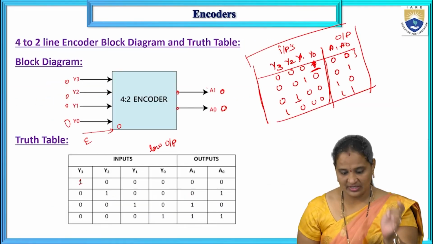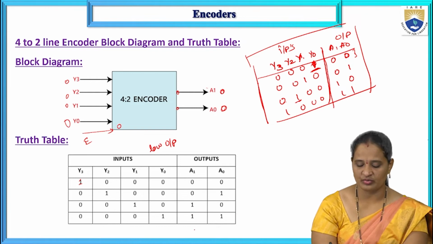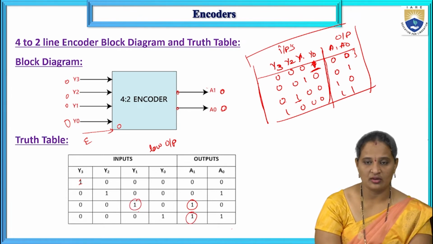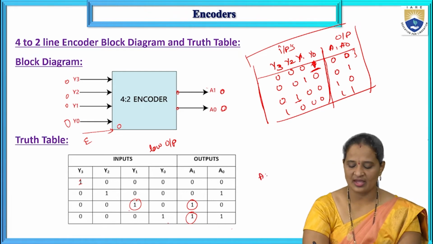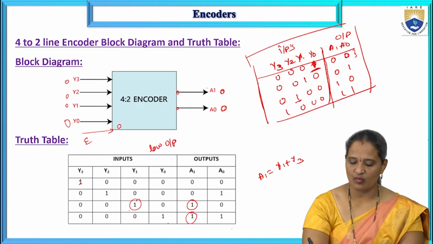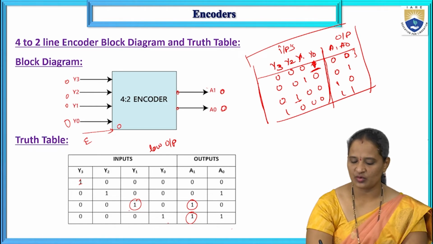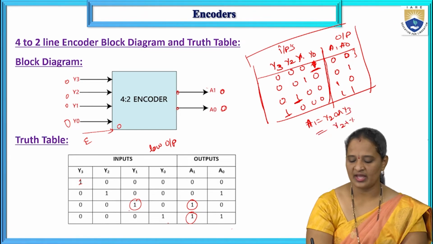Now, based on the truth table, how can I derive the Boolean expressions for the 2 outputs A1 and A0? A1 is 1 for 2 combinations. What are those? Y2 and Y3. That means when Y2 is 1, A1 is 1, and also when Y3 is 1, A1 is also 1. So I can write A1 as Y2 or Y3, that is Y2 plus Y3.